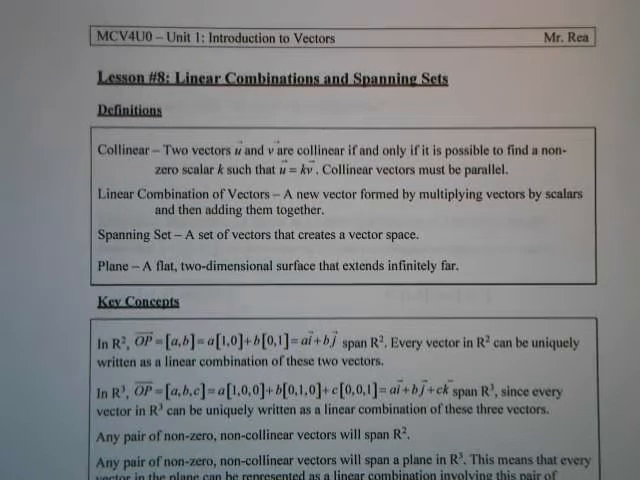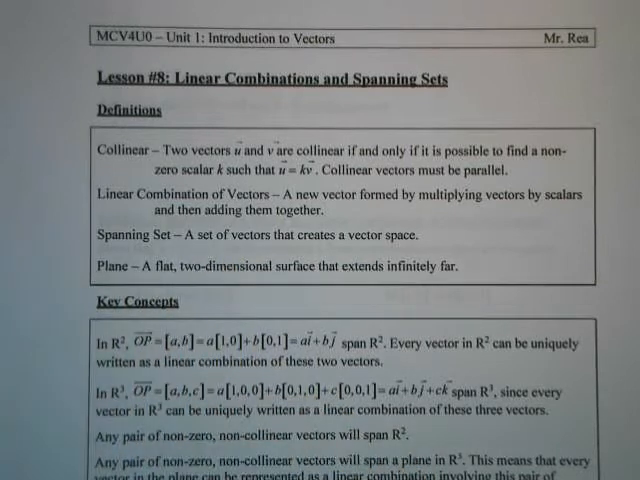A linear combination of vectors just means a new vector formed when you take two or more vectors, multiply these vectors by scalars and then add them together. So just combining scalar multiples of two or more vectors to create another vector. And a spanning set is what this lesson's based on. It's a set of vectors that can define every single vector in that vector space. We'll talk about that in just a few seconds.